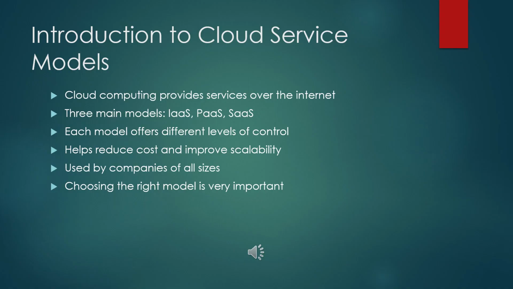Cloud computing is used by almost every company today. Instead of buying hardware, companies rent services. There are three main types: IaaS, PaaS, and SaaS. Each one gives different levels of control and flexibility. Understanding these models helps you choose the right solution based on your needs.